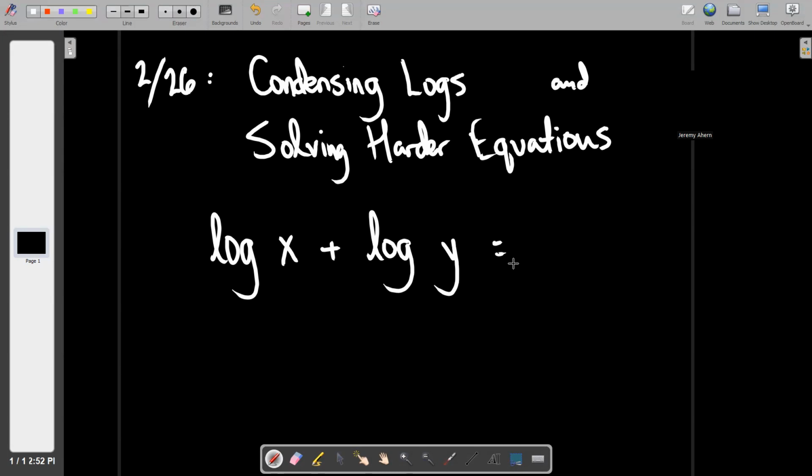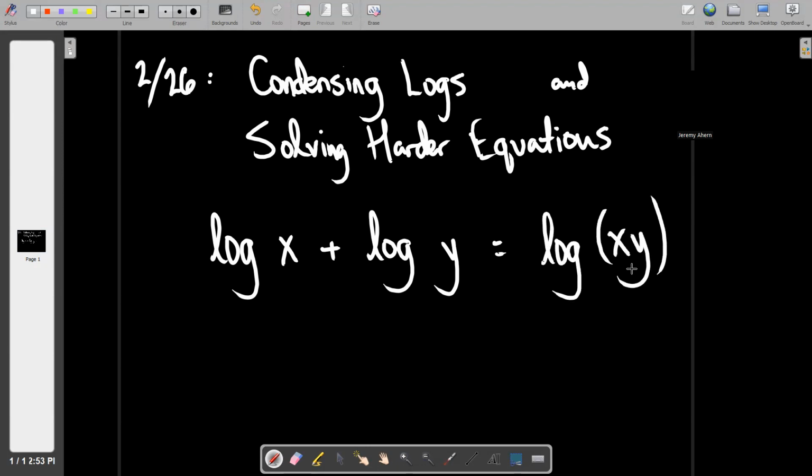But your ability to condense two logs is super important. So anyone want to take a guess? I was really impressed. Someone earlier just knew what this was, or they made a really good guess. Anyone want to guess what log of x plus log of y equals? Yes, that's twice in one day. You guys are kind of freaking me out.